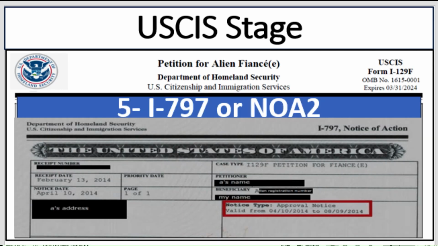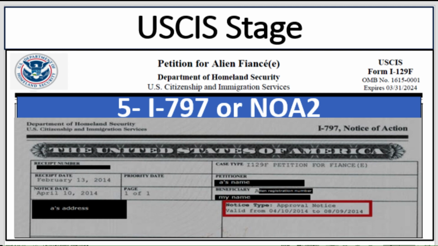I-797 or Notice of Action 2. Notice of Action 2 will have almost the same information. It will have a receipt number, the petition type, the beneficiary's full name, and the petitioner's full name with alien number. You will need this for future use. Please keep it in a safe place. So at this point, the USCIS stage is done.